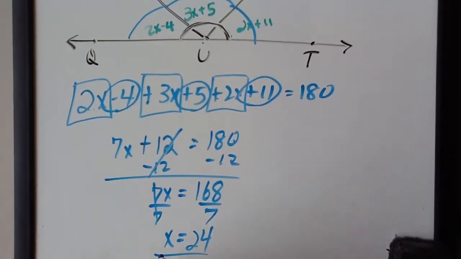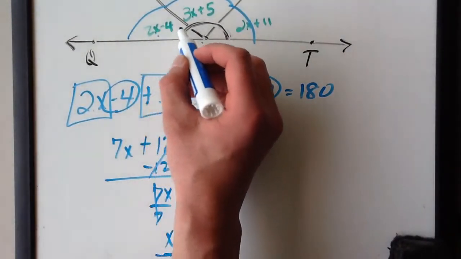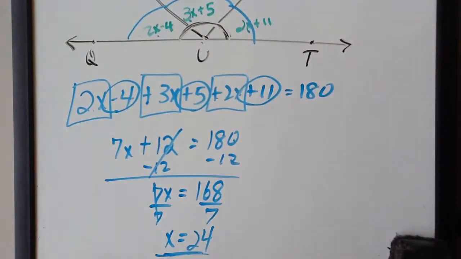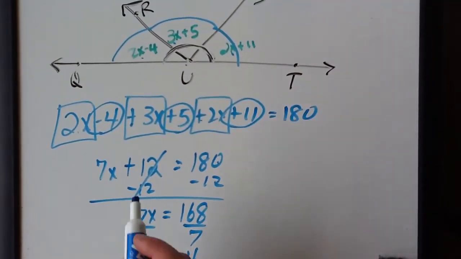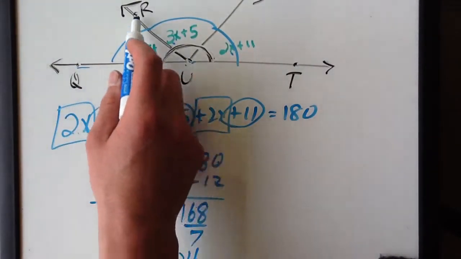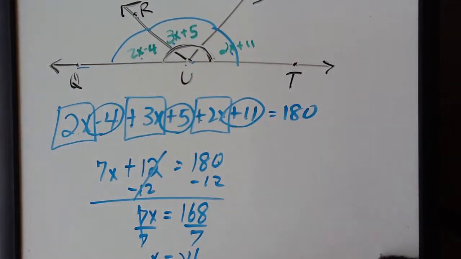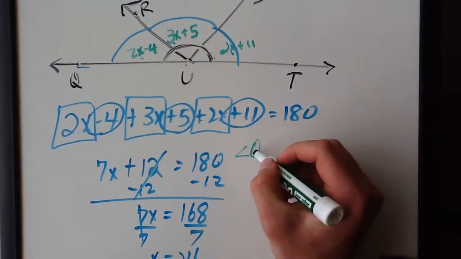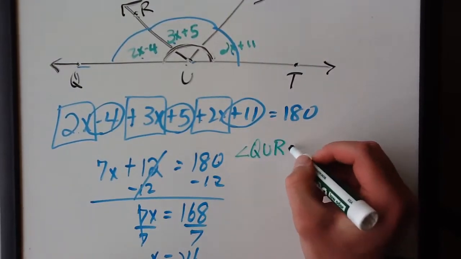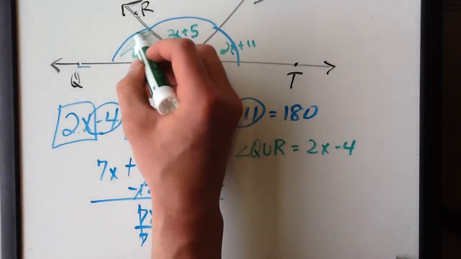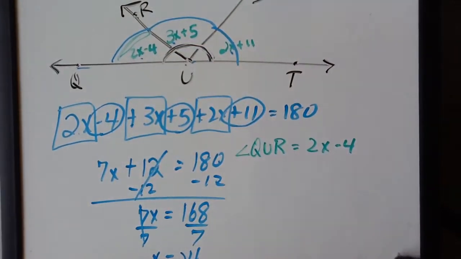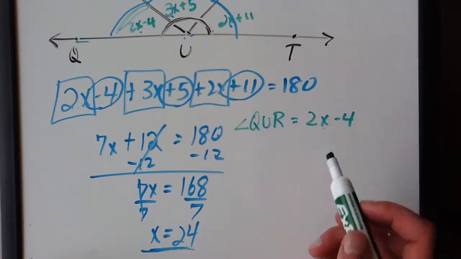So x is 24, but that does not tell me the measures of each of these individual angles. But if I know x, I can take x and plug it in to these expressions to figure out the measure of each angle. So let's first find the measure of this angle, QUR. QUR is 2x minus 4. So angle QUR is equal to 2x minus 4, right? That's what it says right here, 2x minus 4. So what I'm going to do is take x and plug it in right there.